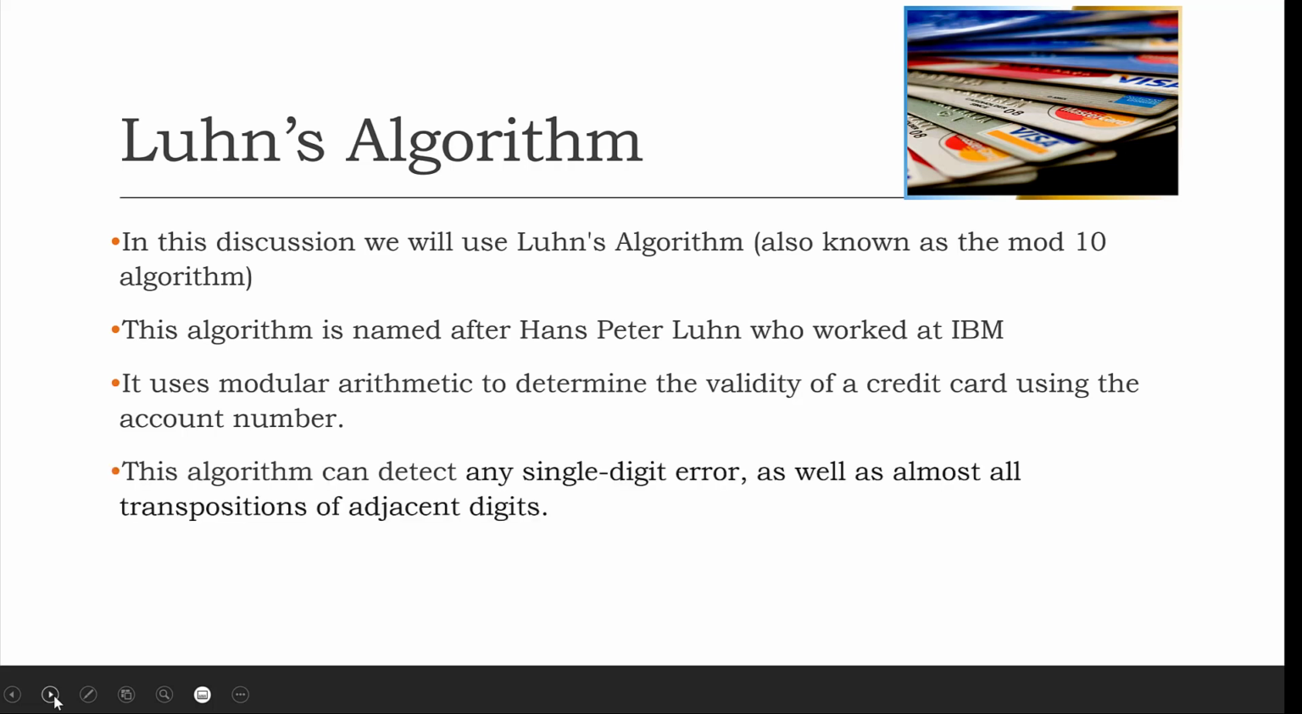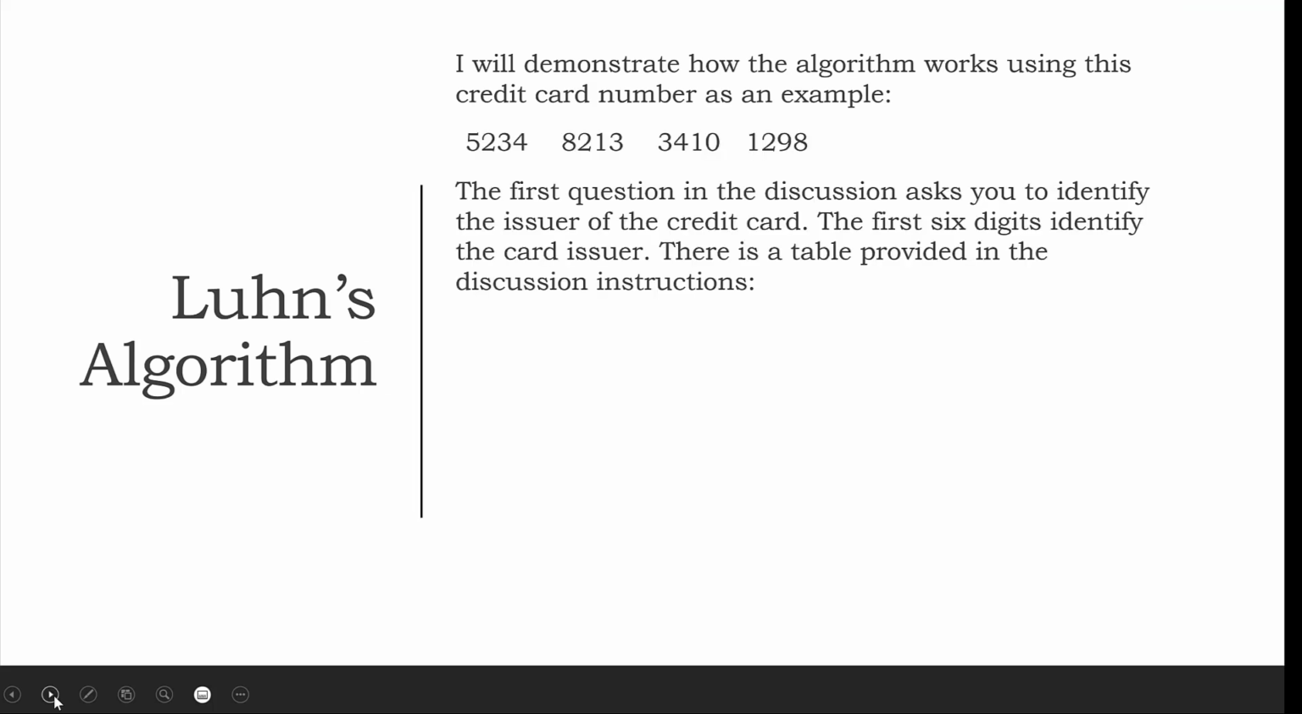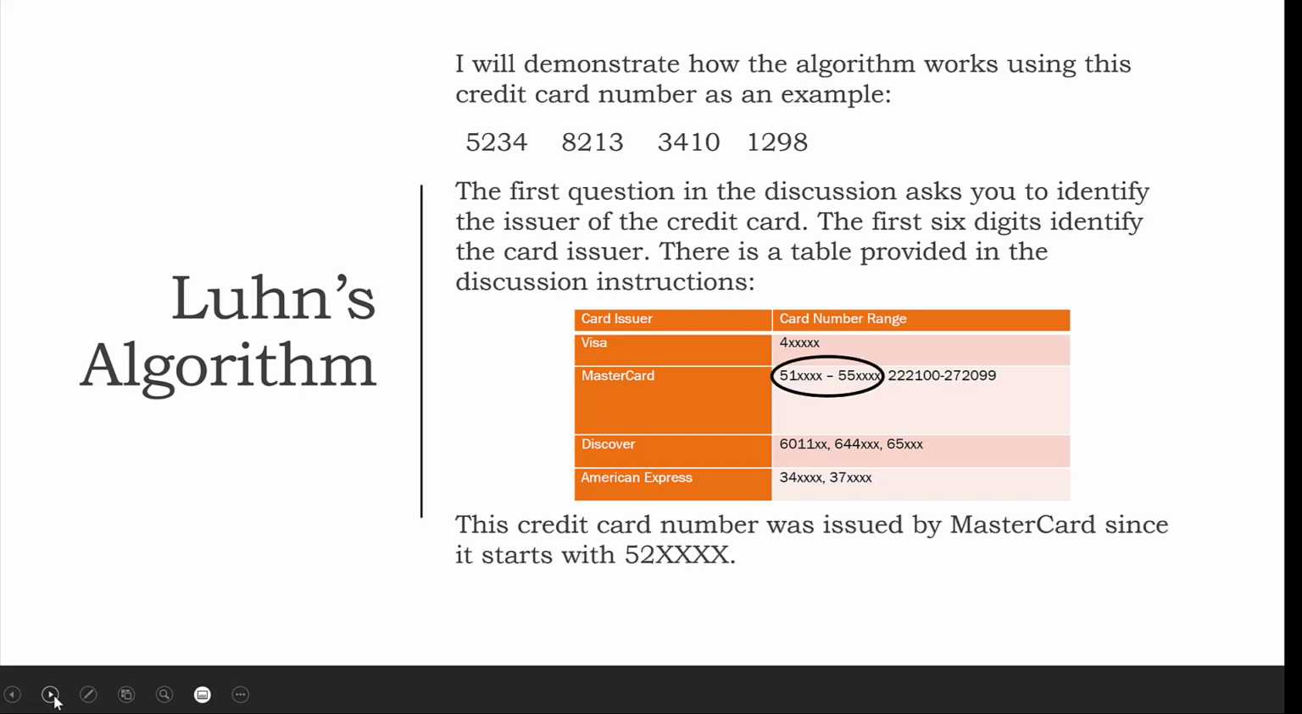This algorithm can detect any single-digit error as well as almost any transposition of adjacent digits. I'll demonstrate how the algorithm works using this credit card number as an example. The first question in the discussion asks you to identify the issuer of the credit card, and remember the first 6 digits identify the card issuer, and there's a table provided in the discussion instructions. And we see that this credit card was issued by MasterCard because it starts with a 52.